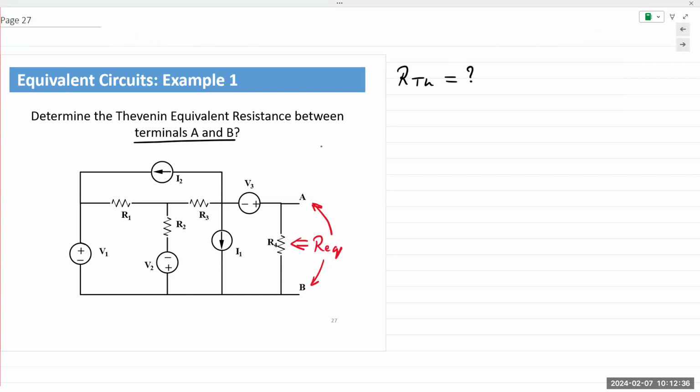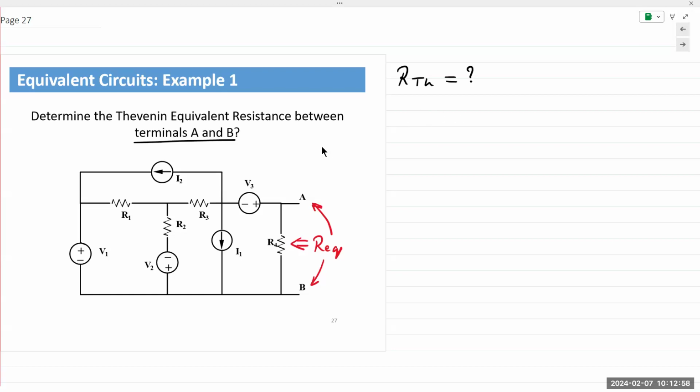RTH is the question mark. What do we do to find equivalent resistance? We need to get rid of all the sources in the circuit so that the only thing left in the circuit are resistors. And once you have resistances in there, you can simply analyze and reduce it down to one single resistance.